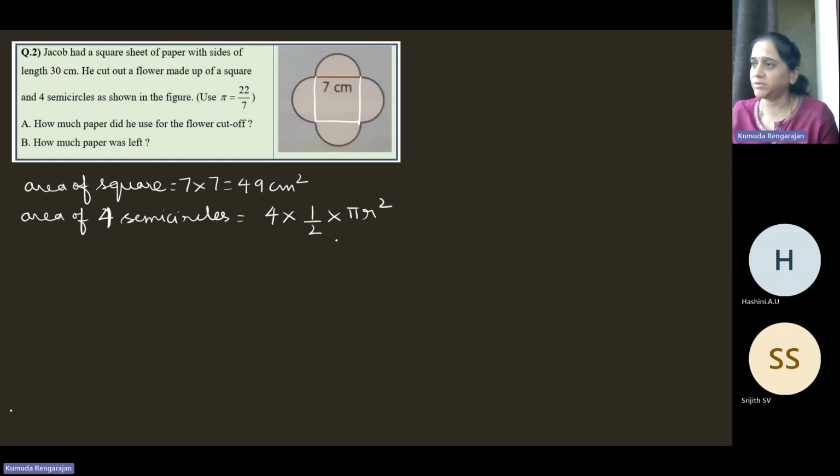What is the area of one semicircle? Half into pi r square. Area of one semicircle is half into pi r square. 4 semicircles, 4 into half into pi r square.